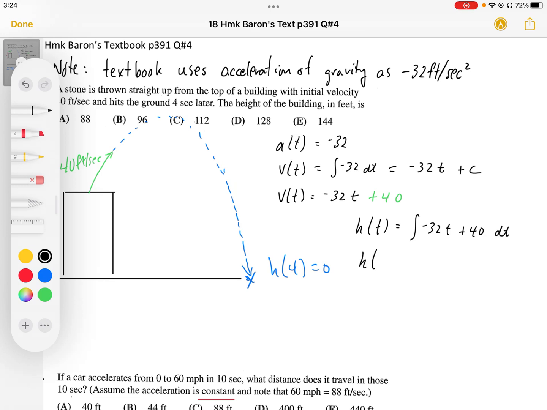And so my h of t function works out to be negative 16t squared plus 40t plus, I'm going to call this C2, and the C2 really represents the initial height. So then I need to solve for C2, so I'm going to use the height at 4. So I know that the height is 0 when t equals 4.